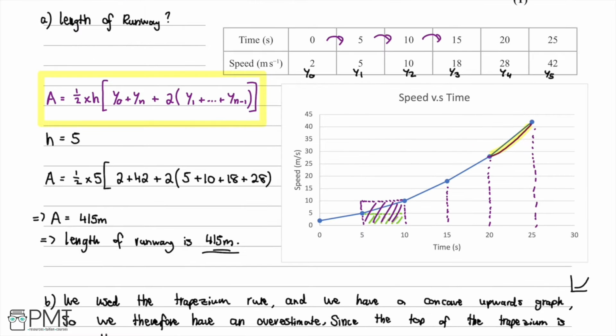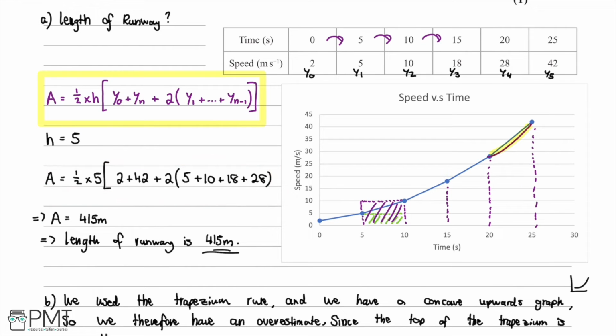So now we'll take a look and see where marks were on offer in this question. For part A of the question, there were 3 marks on offer, and we received our first mark for knowing to use this formula here and knowing to use the trapezium rule. We then received our second mark for using this successfully and getting to the stage where we had identified what h and all of our y's were, so that is this stage here.